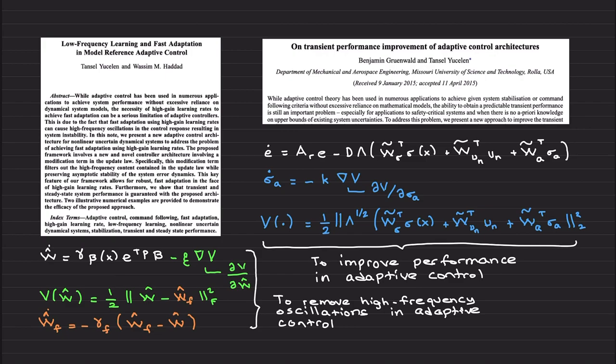If you are familiar with model reference adaptive control, you can read it from here. Again, in this video, my main motivation was to show you how we can use gradient descent in control.